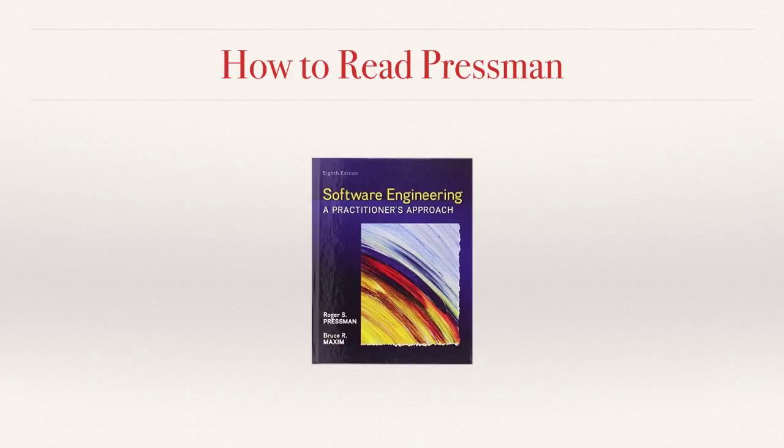The text we're using for this class is the 8th version of the book Software Engineering: A Practitioner's Approach by Roger Pressman. This is the first edition in which Pressman has a co-author whose name is Bruce Maxim. Along with Ian Somerville's book Software Engineering, which is on its 9th edition, Pressman is one of the most widely used software engineering textbooks around.